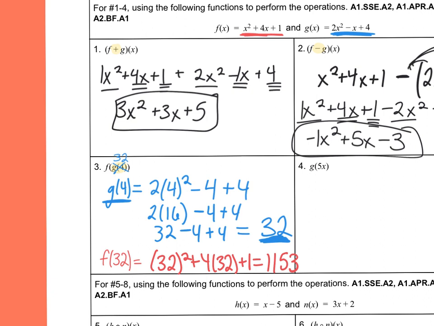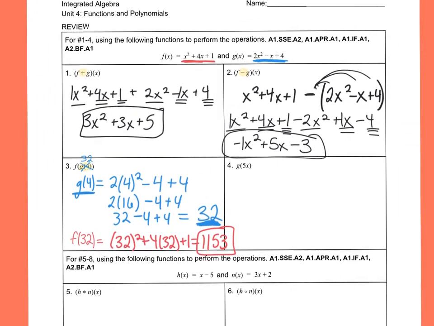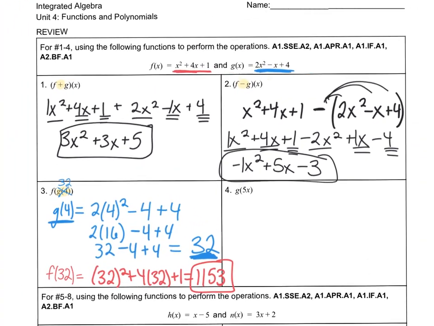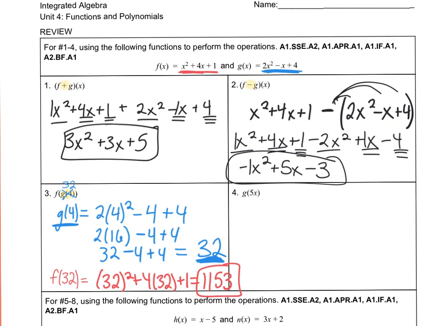1,153. Anybody get anything different? Anybody want to double check Ryan's math real quick? Okay, so we all agree on this. Good deal. Okay, last but not least on number 4, it says g of 5x.